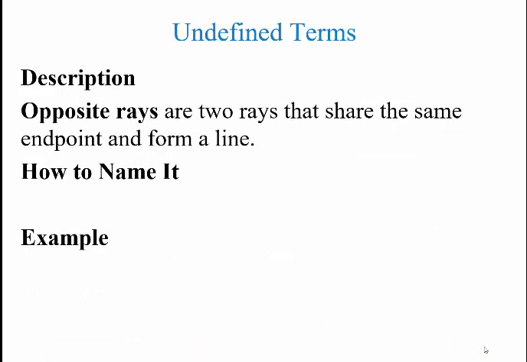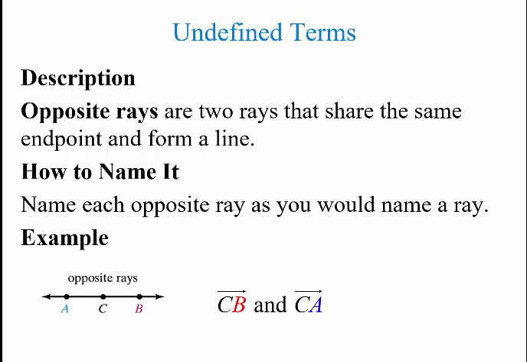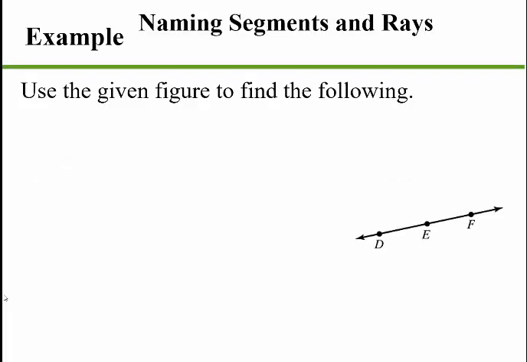All right, opposite rays are 2 rays that share the same endpoint and form a line. So how do we name them? Name each opposite ray as you would name a ray. So for example, we have this line AB here. We have some point here C. Opposite rays would be CB that shoots out this way and CA that shoots out that way. Those are opposite rays.